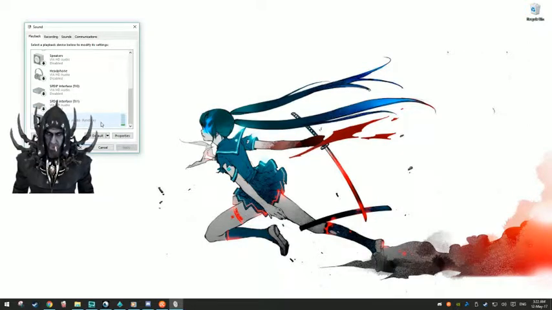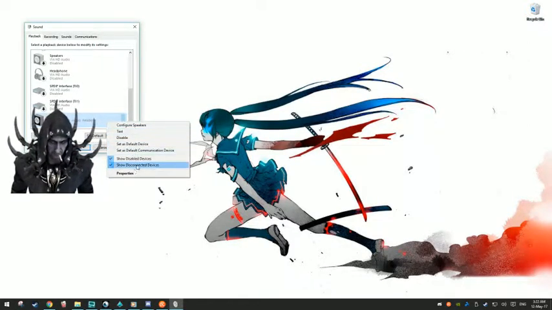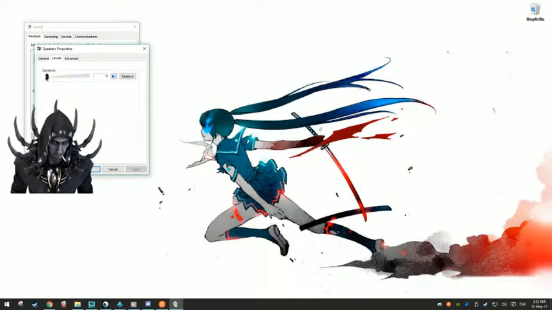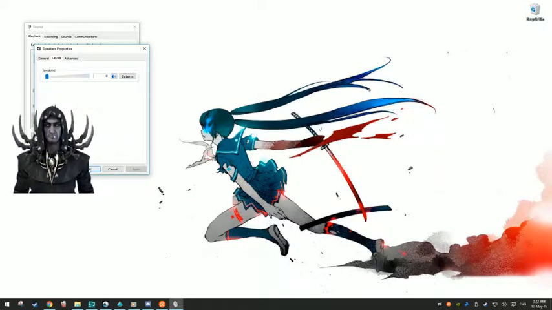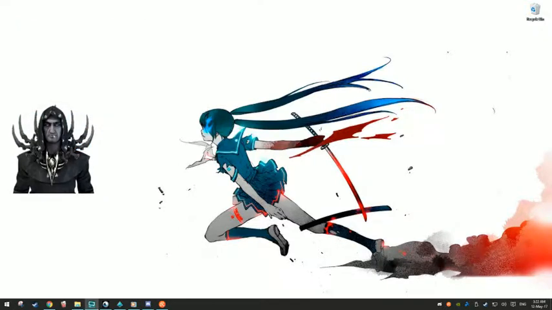The solution for this fix is to go to the properties level. It should be on 100. Keep it on 0, thus muting it without disabling it. And that's it.